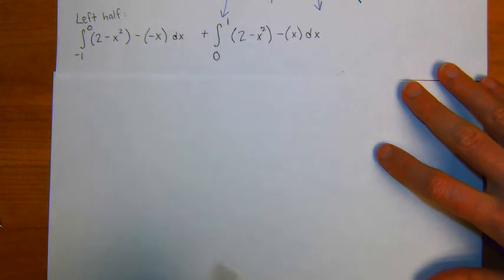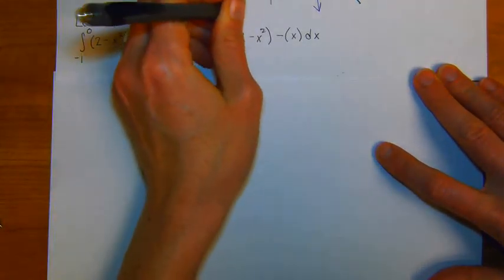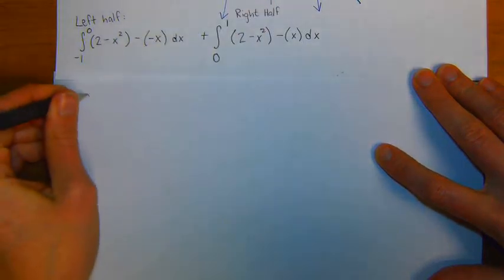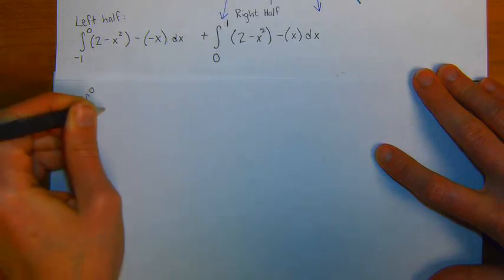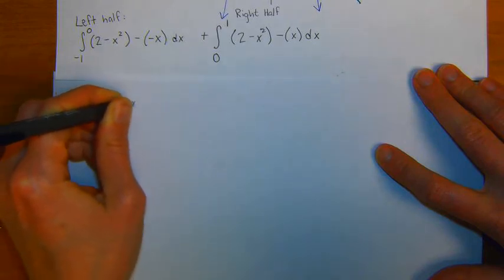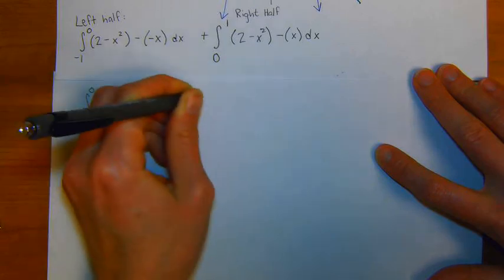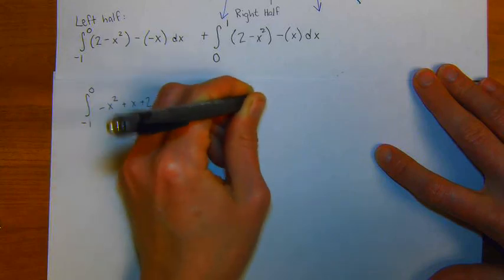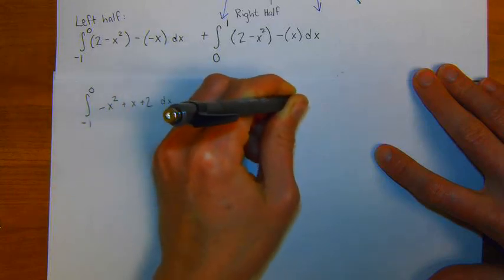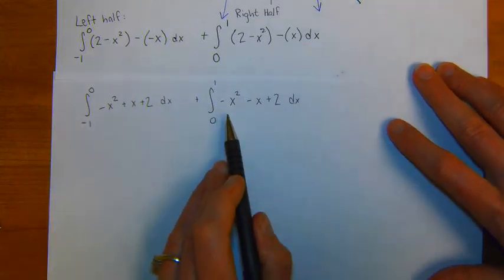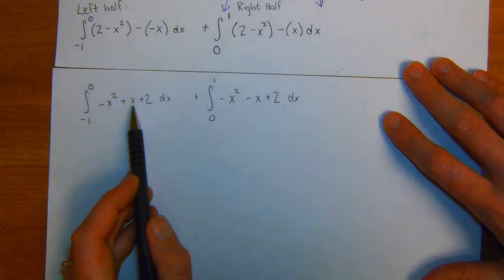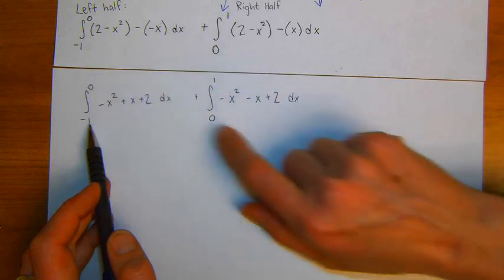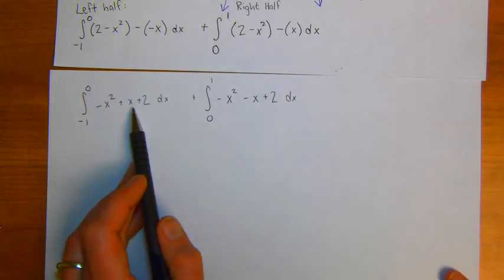So computing this integral, we have the left half plus the right half. And we can simplify each of these. This is the integral from -1 to 0 of negative x squared plus x plus 2 dx plus the integral from 0 to 1 of negative x squared minus x plus 2 dx. It's tempting to want to combine these two integrals, but notice there are a couple of things that make that incorrect. One is that the function on the inside is different, so even if we concatenated these bounds, we would be doing it over the wrong function.